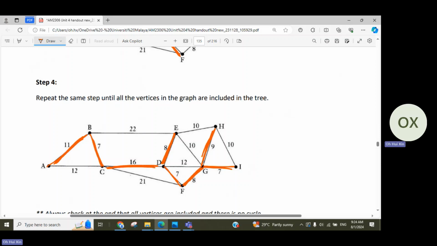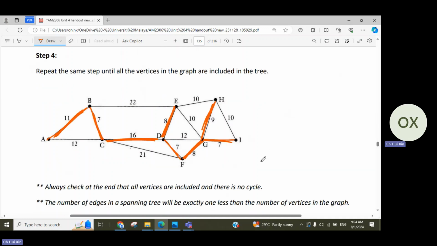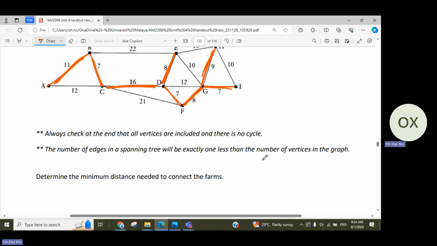Now you will realize that all the vertices are already connected and there's no cycle. Same thing as well: 1, 2, 3, 4, 5, 6, 7, 8. So you got 8 edges when you have 9 vertices, so you know that the answer is correct.